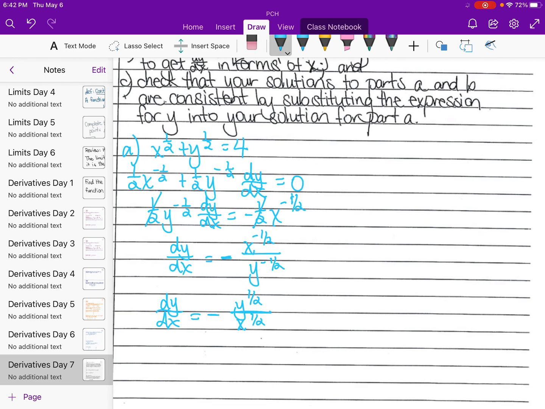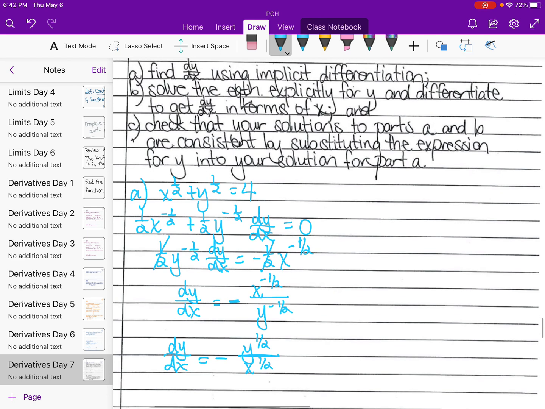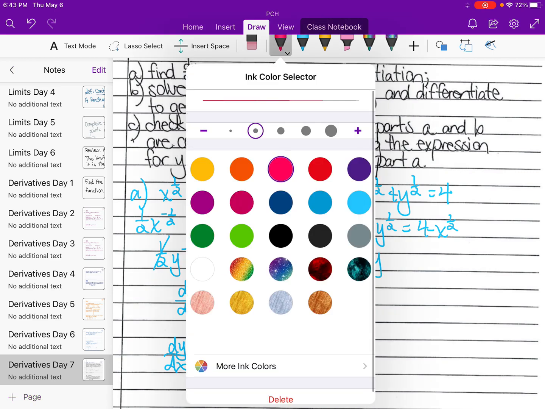Okay. B says solve the equation explicitly for y and then differentiate. So in B, I'm still going to start with this. I'm going to get the y by itself. I'm going to square both sides.